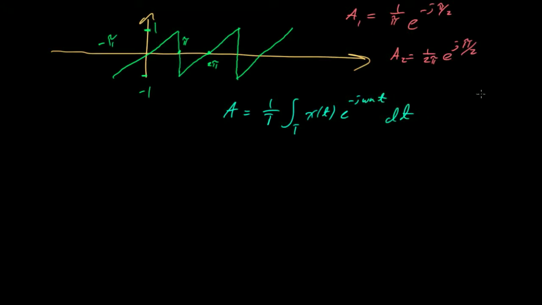And just to clarify this, because sometimes omega can be confusing if we're talking about omega of the signal or omega of the cosine. So let's just write this as 1 over T, integral across T, x of t e to the minus j 2 pi over T. Okay. Where capital T is the period.